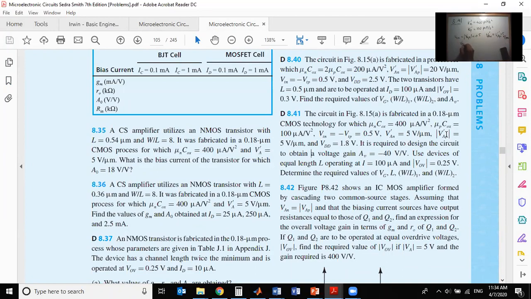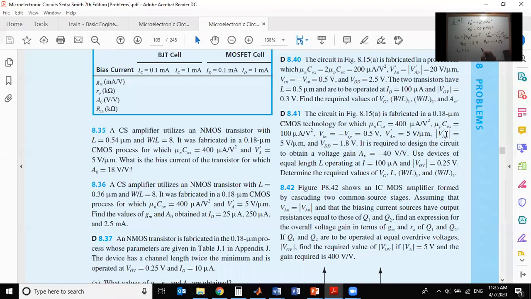And you have VDD is 1.8 volt. It's required to design the circuit to obtain a voltage gain of negative 40 volt per volt. So A_V is negative 40. Here is the negative sign here, okay? Use devices of equal length L. So L is the same, L1 equals L2.